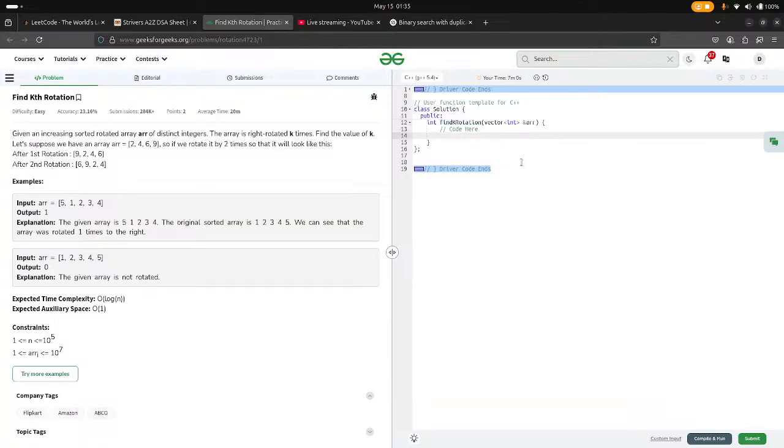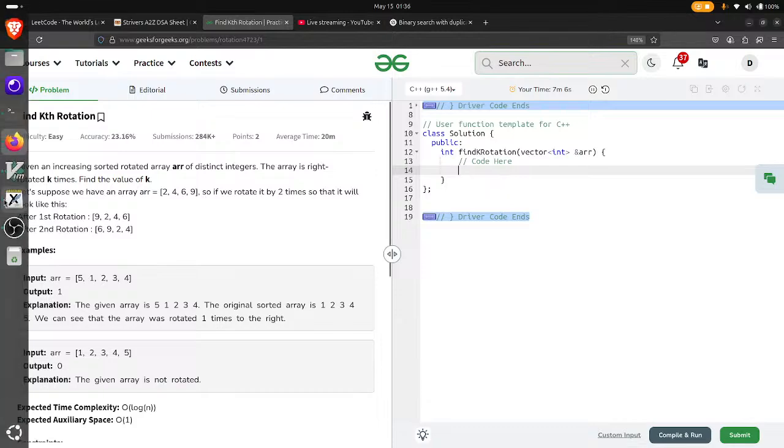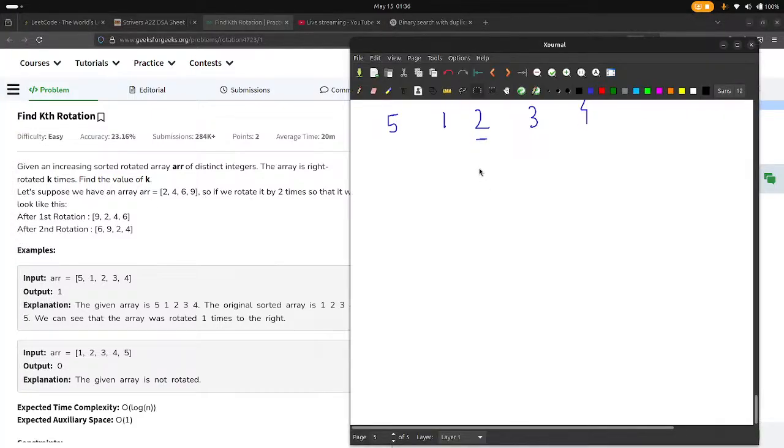Again, I am telling you what my solution looks like. It is pretty much straightforward. So let me do a dry run actually, so I think you can understand that pretty clearly.